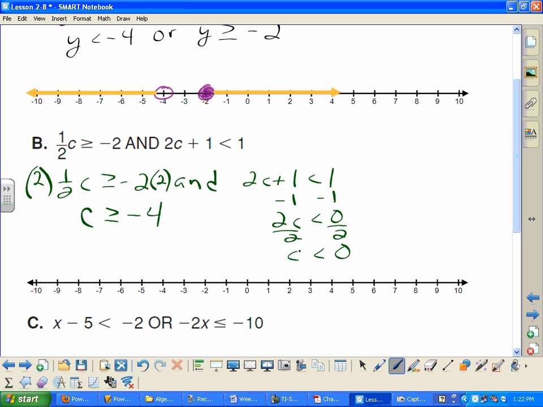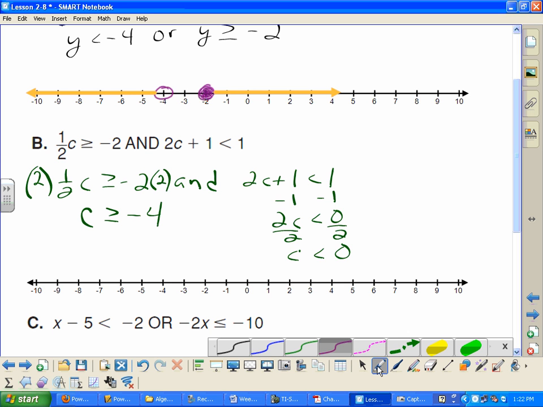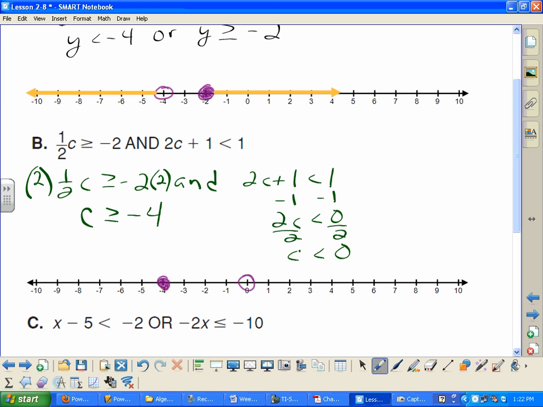So we've got a closed dot at -4, and an open dot at 0 because it's just less than. And from -4 it says greater than that, so that means I'm going to the right. From 0 it says less than, so I'm going to the left. So we're just going to connect them.